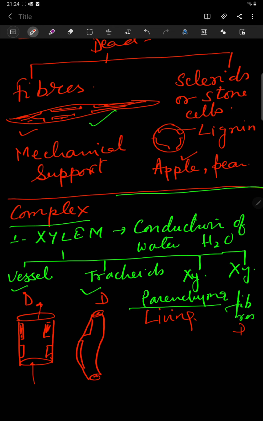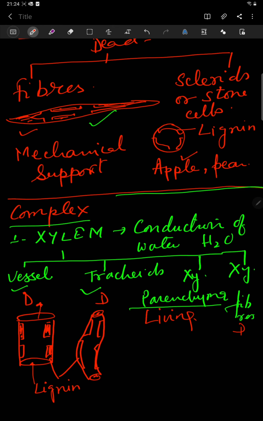The secondary wall is also there. So this is a kind of tracheid. This kind of diagram will not be asked in class 9 to make, but as it is a complex tissue, I am showing you in what way these cells are arranged.